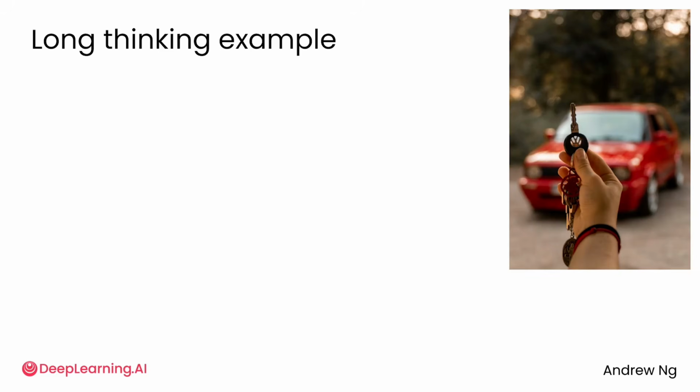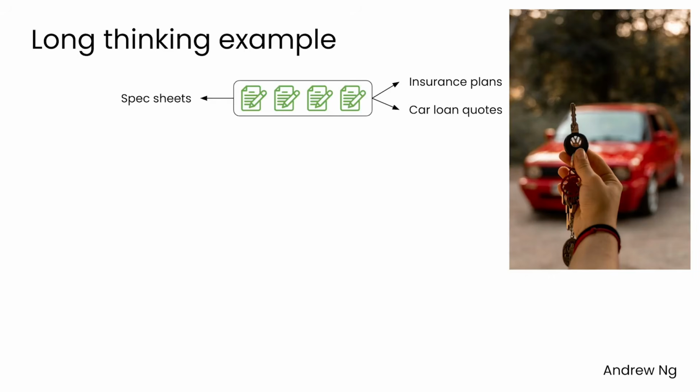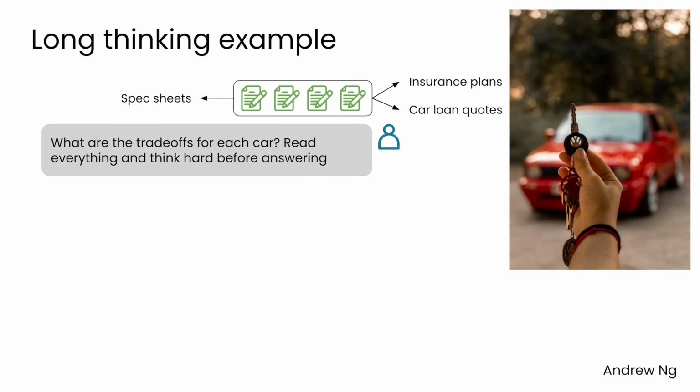I find myself more and more using AI as a reasoning engine. Let's take a look. Here's an example where thinking for a long time can help get a better response. If you are car shopping and are considering trade-offs among multiple cars, you might upload spec sheets for the cars, insurance plans, car loan quotes, lots of documents, and then ask, what are the trade-offs for each car? Read everything and think hard before answering.